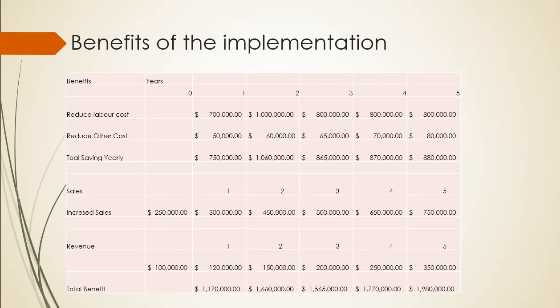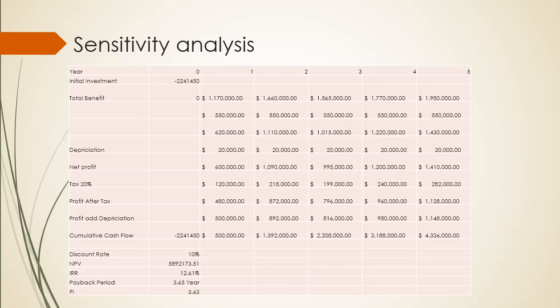The total benefit will increase from $11,70,000 to $19,80,000. In sensitivity analysis, we can see that total benefits increase from the 1st to the 5th year, and it will continuously increase year by year. Depreciation is $20,000 per year, and it's constant for each and every year. Net profit will increase, and the tax will count to 20% of the profit.